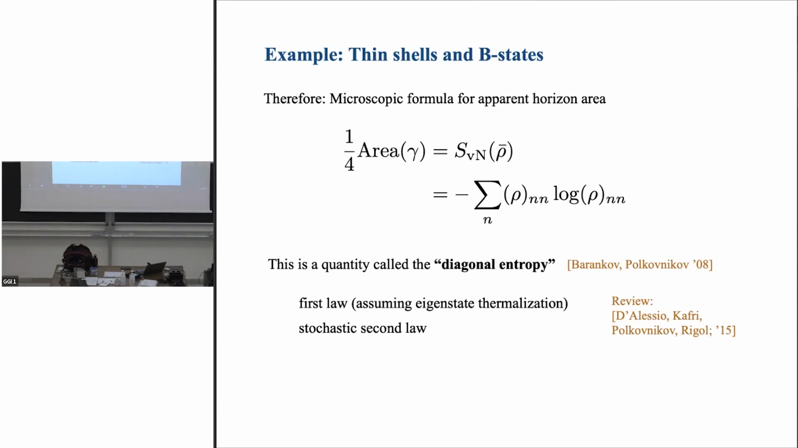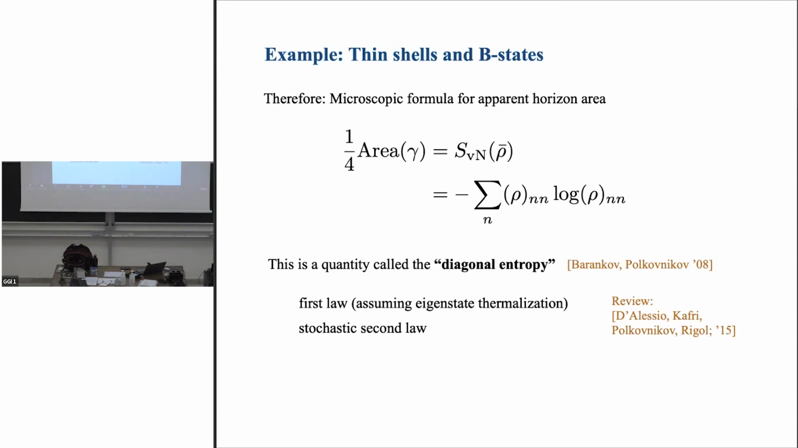The reason that they've advocated this definition of coarse-grained density matrix and entropy is because it has some nice properties. It obviously agrees with the ordinary entropy in stationary states. But furthermore, it satisfies thermodynamic laws. There's a first law if you assume ETH, the eigenstate thermalization hypothesis. And it satisfies something called a stochastic second law, which I won't go into, but I think it would be an interesting question what that means on the gravity side.